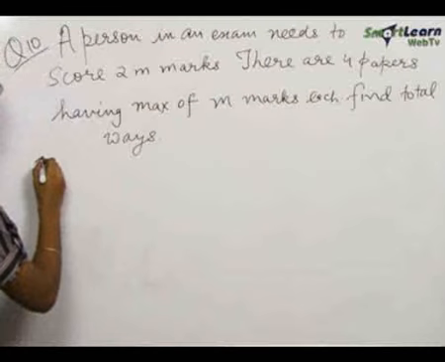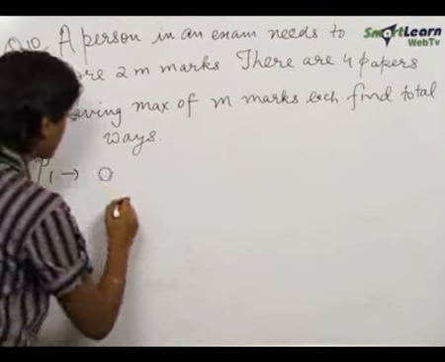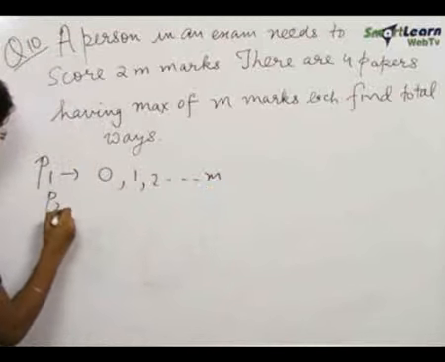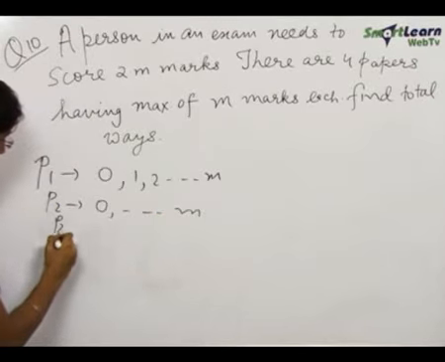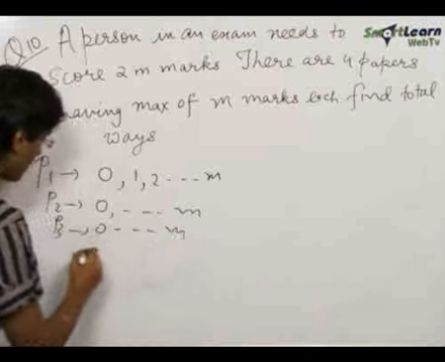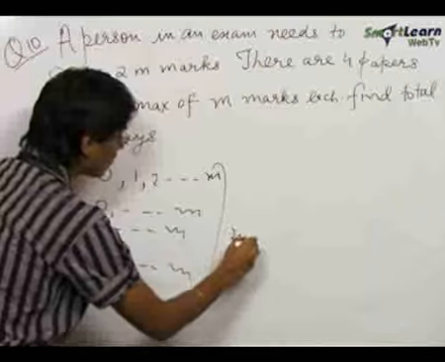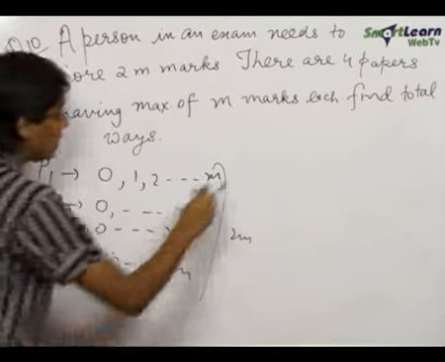Now from the first paper, let's say paper 1, a student can score 0 marks, 1 mark, 2 marks or m marks. Similarly from paper 2, he can score 0 till m marks. From paper 3, again 0 till m, and in paper 4, again 0 to m, and he needs to score a total of 2m marks. So there is a very beautiful method of binomial theorem over here.